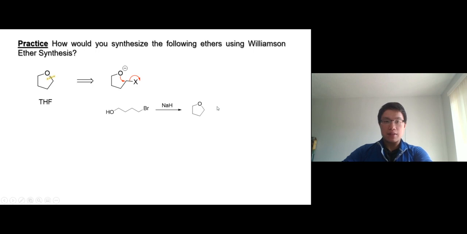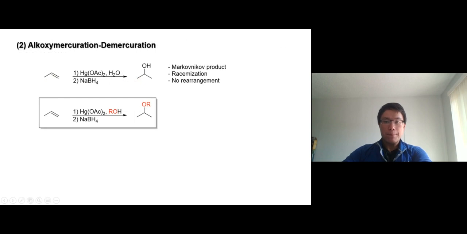Okay, all right, let's go. So that's Williamson ether synthesis, the first method to make an ether. Let's take a look at another one.